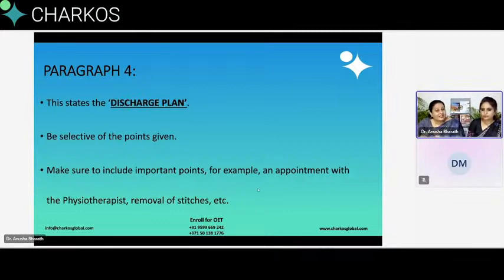Yes. And if there is something very important, there might be a letter where the patient is allergic to peanuts. So you can mention that, of note, Mrs. Smith is allergic to peanuts. Such important things will be mentioned in paragraph 4, the discharge plan paragraph.